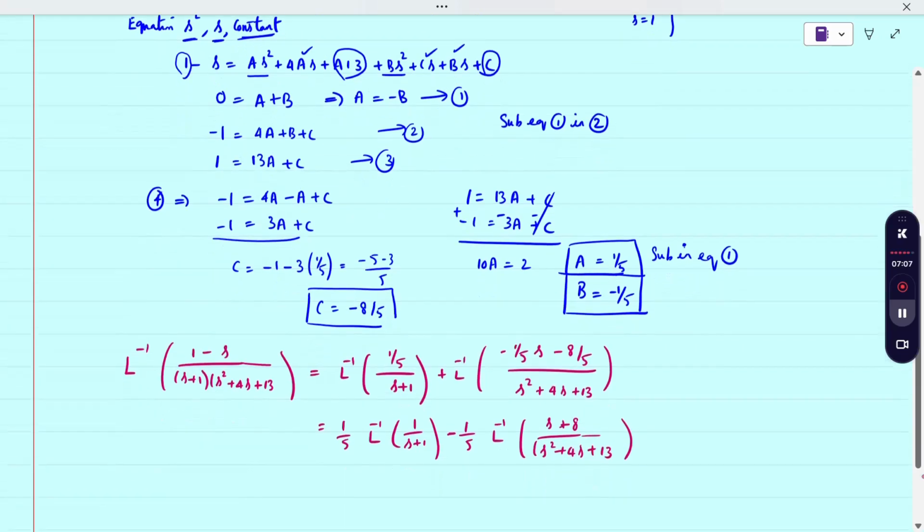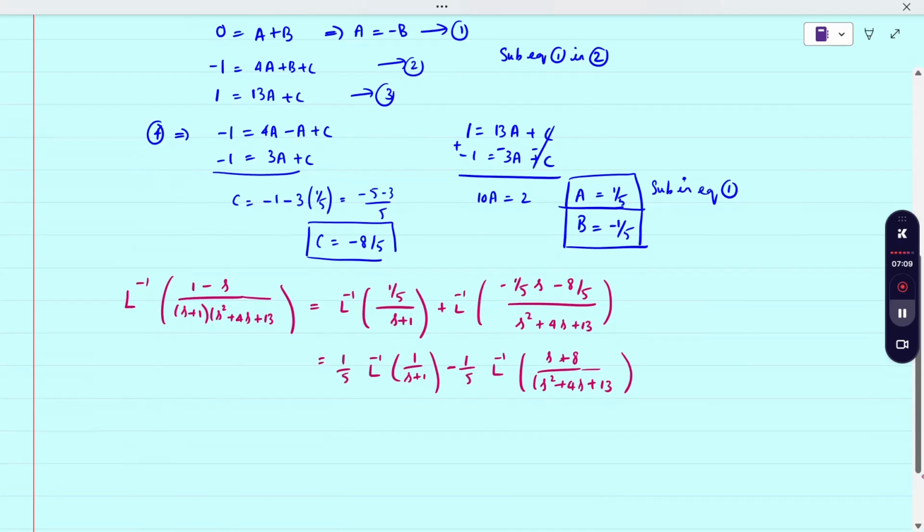Now you have to check. For the first term, we know the formula: e to the power minus t. Now I have to check the second one. I have s plus 8, and in s squared plus 4s plus 13, I have to check whether I can apply shifting.